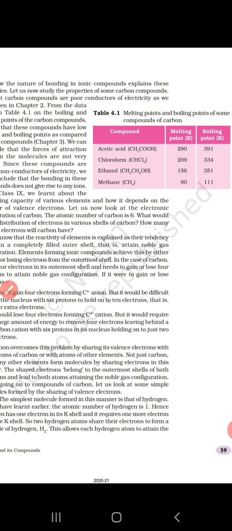So now let's move to the covalent bond, the formation of the covalent bond. First of all, the covalent bond is a chemical bond formed by the equal sharing of electrons. The sharing of one pair of electrons between two atoms forms a single bond. The sharing of two pairs of electrons forms a double bond, and the sharing of three pairs of electrons forms a triple bond.